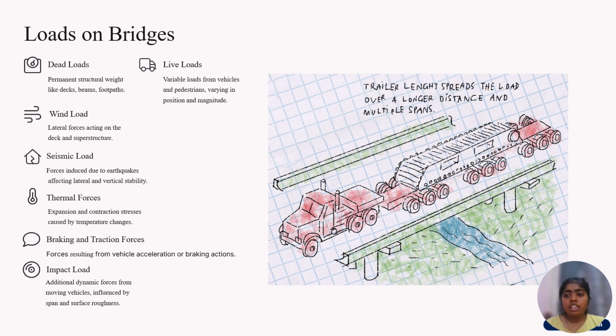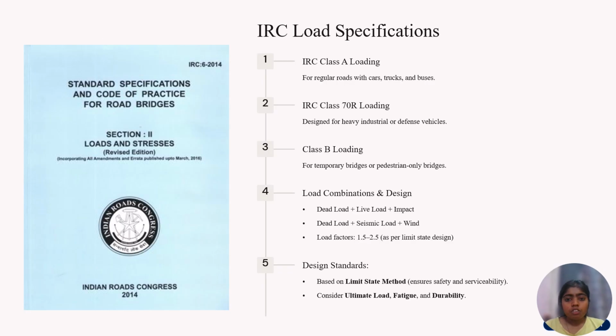So let's move to the IRC load specification, meaning how these loads are designed and how important they are. Let's understand through the IRC. What is IRC? IRC is the Indian Roads Congress. We saw before what types of loads there are, but where we got them from is the IRC. So it says that IRC has multiple types: IRC Class A load, IRC Class 70R load, Class B load, and load combinations as design standards.